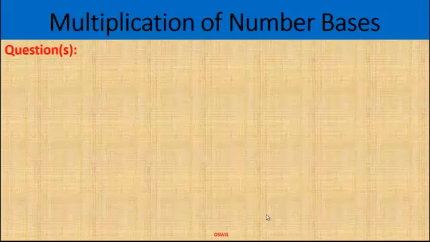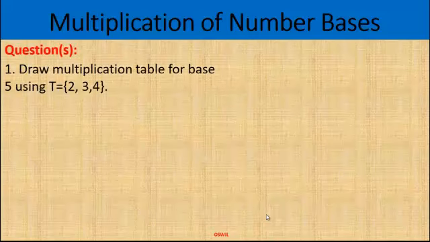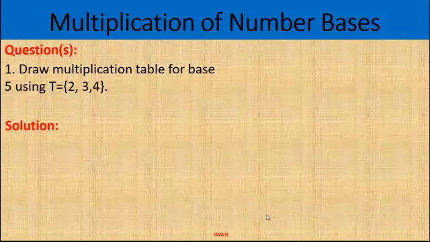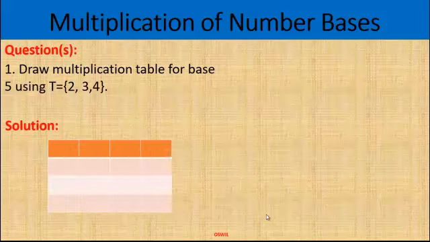Let's take our first question. Draw a multiplication table for base 5 using the set t equals 2, 3 and 4. So for this one, you are restricted. The numbers needed for the table have been mentioned. That's 2, 3 and 4. So let's see how we may solve it.